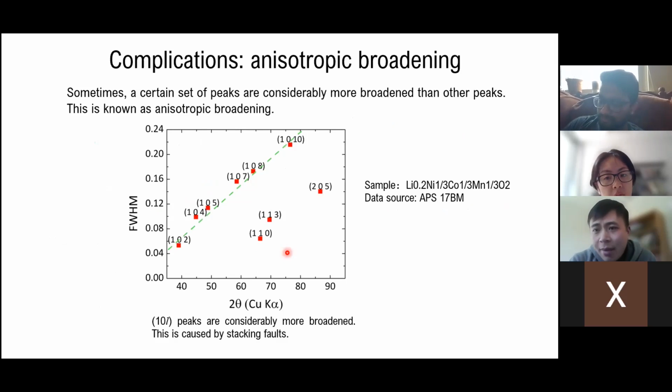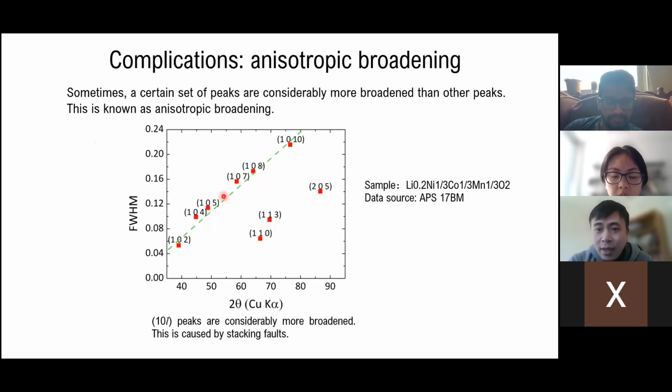There are some complications, as I mentioned. If you are always interested in plotting the peak width as a function of 2 theta, sometimes you will see some very abnormal situations, as in this case.